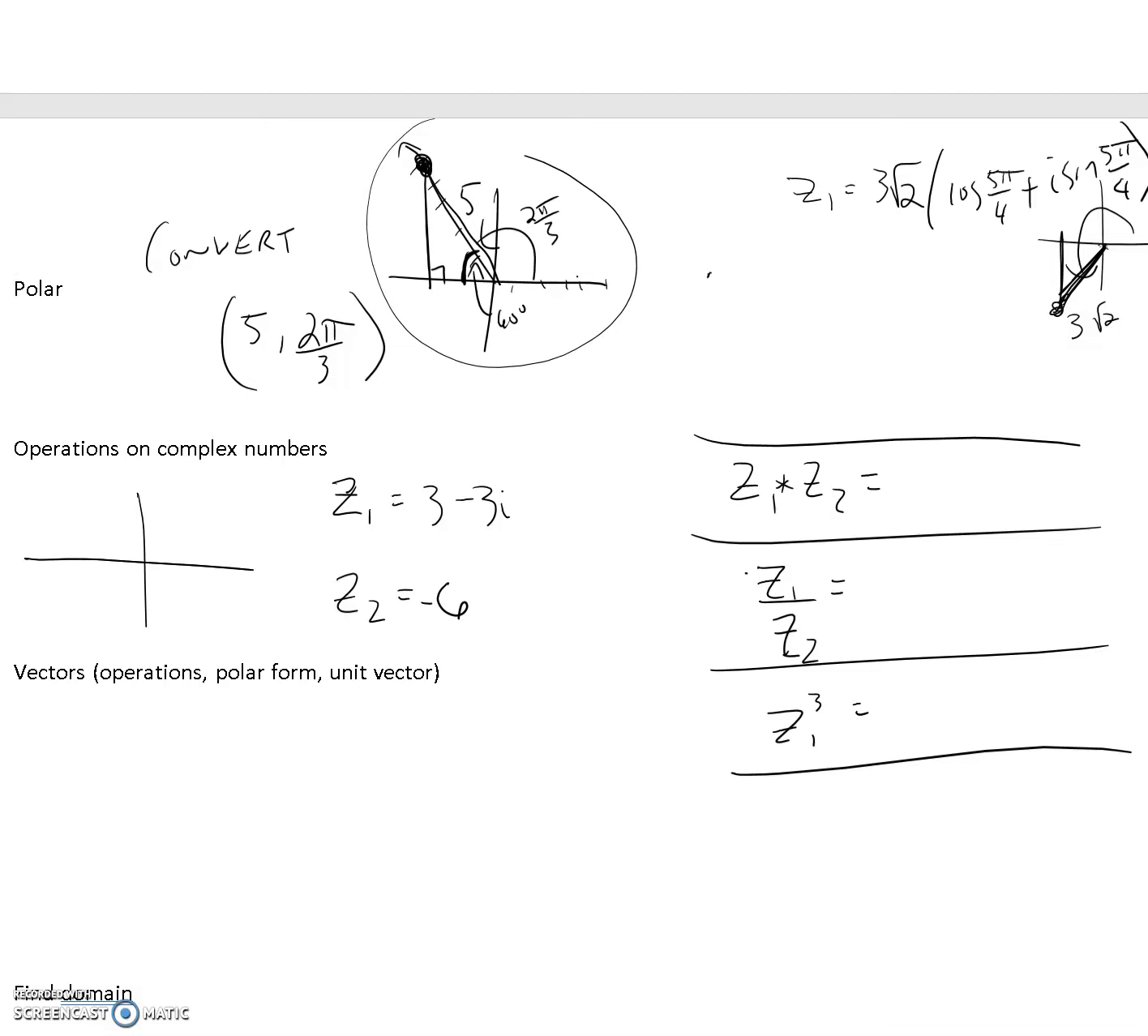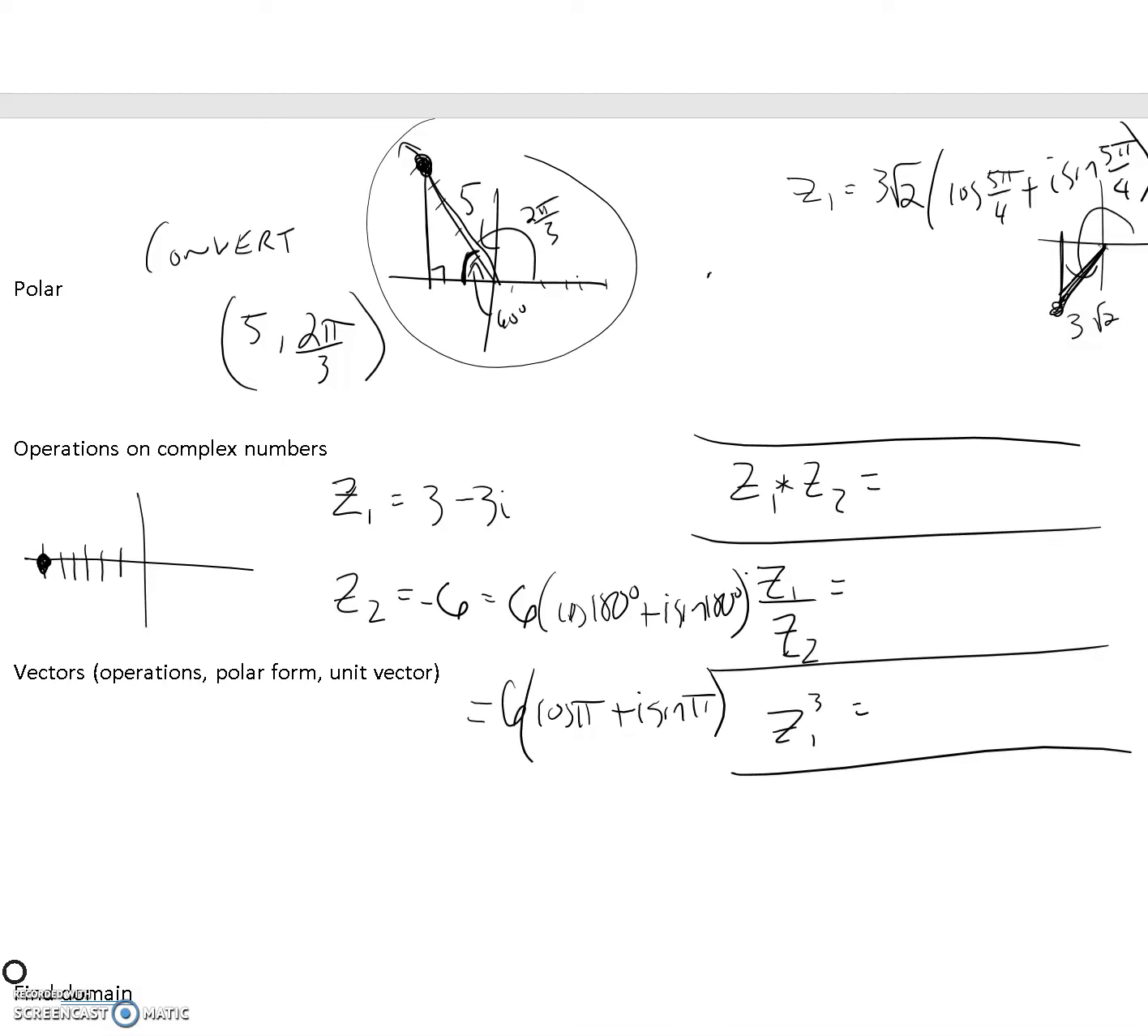This one looks a little interesting. z2 is -6. That's right here. No, that's in the x direction. Sorry, -6 should be right here. Okay, there's no i component, so I don't go up or down. And that's 180 degrees, right? So this is equal to 6 cosine 180 plus i sine 180. Or since I did radians, cosine pi plus i sine pi.